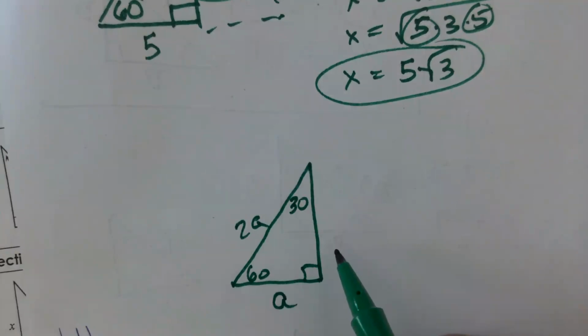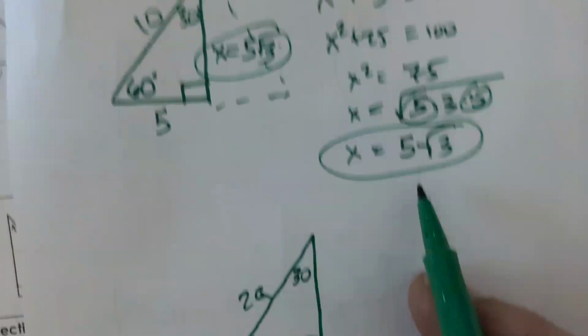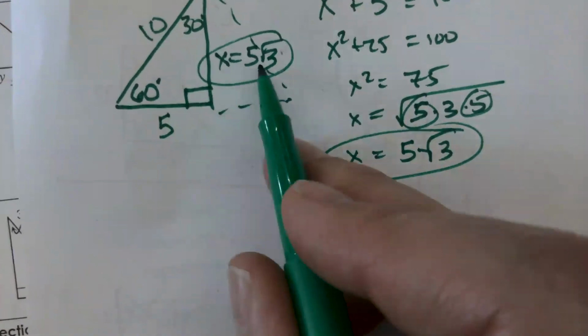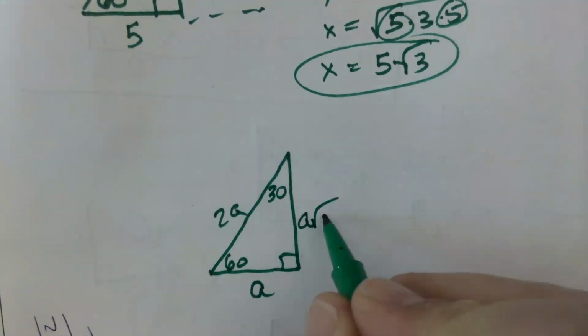Say it again, Erlin. So these are going to be the same? That didn't work here, though. We had 5 here, and this became 5 root 3. A root 3.